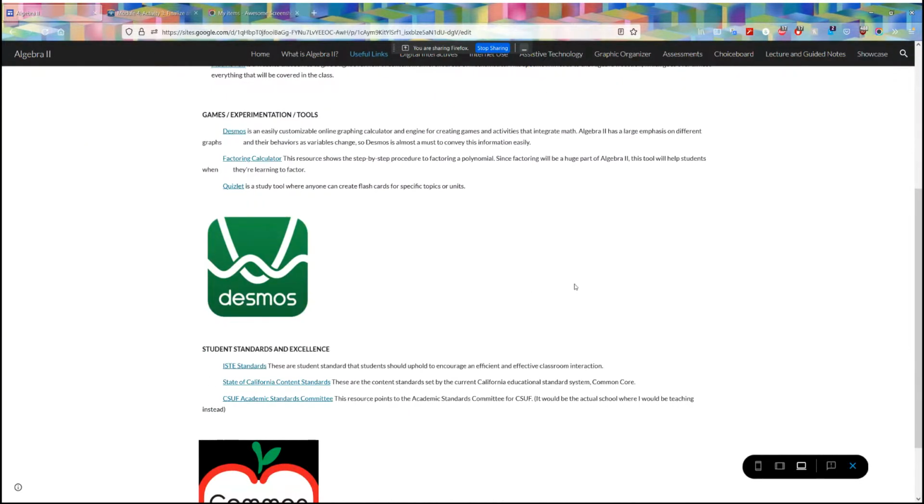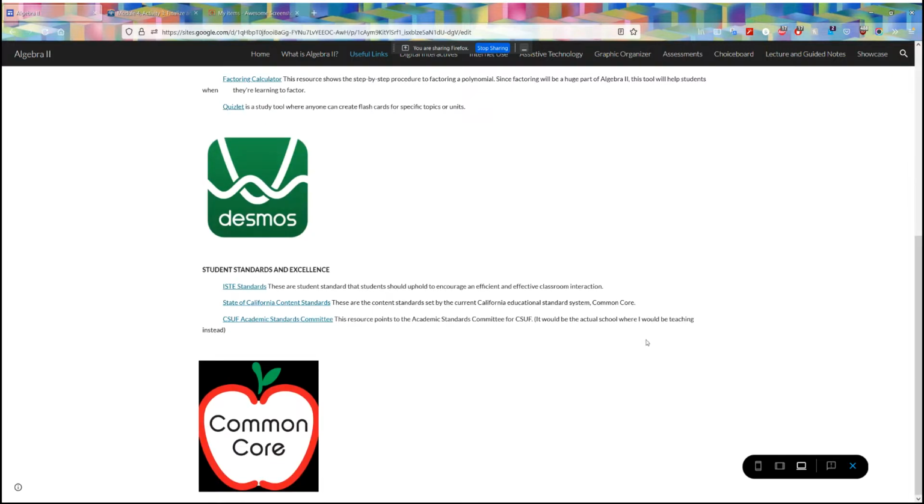For some games, experimentations, and tools, we have Desmos, which is an easily customizable online graphing calculator and engine for creating games and activities that integrate math. Algebra 2 has a large emphasis on different graphs and their behaviors as variables change, so Desmos is almost a must to convey this information easily. I have put a factoring calculator here to show the step-by-step procedure to factoring a polynomial. Again, factoring will be a huge part in Algebra 2, and this tool will help students. Finally, Quizlet is a study tool where anyone can create flashcards for specific topics or units.